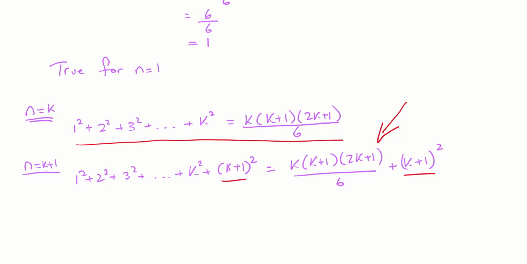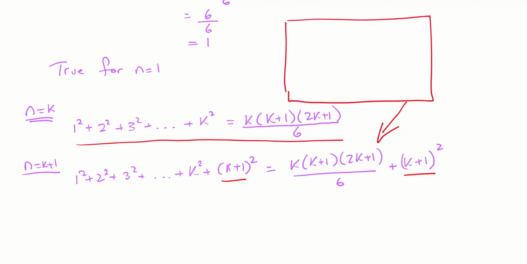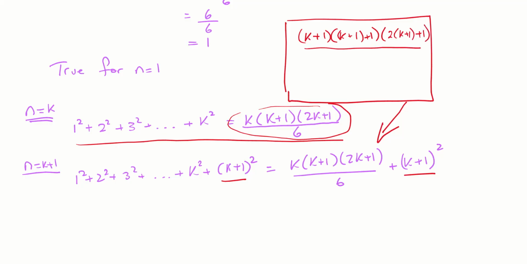So what I want to be able to show, and this is where it's a good idea to have a target expression, is that we're going to get this with k replaced by k plus 1. So in other words, we'll get (k + 1)(k + 1 + 1)(2(k + 1) + 1) over 6. That's going to be our target expression for this.